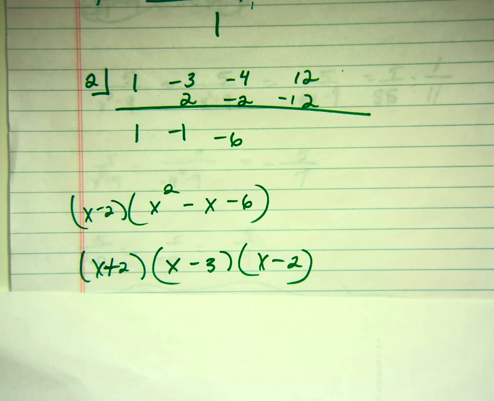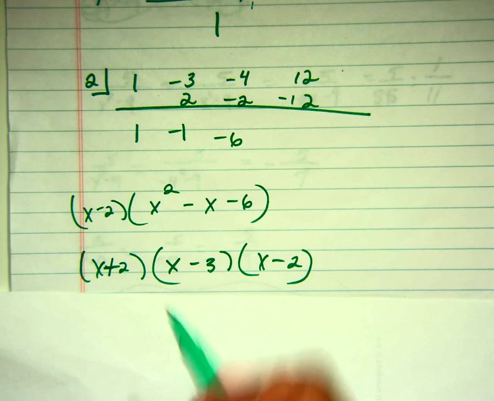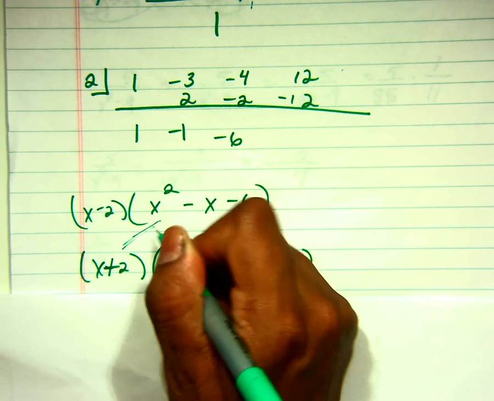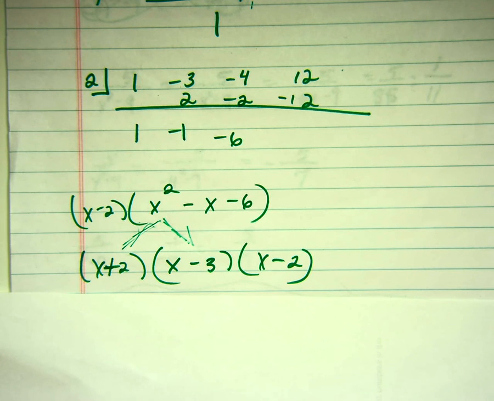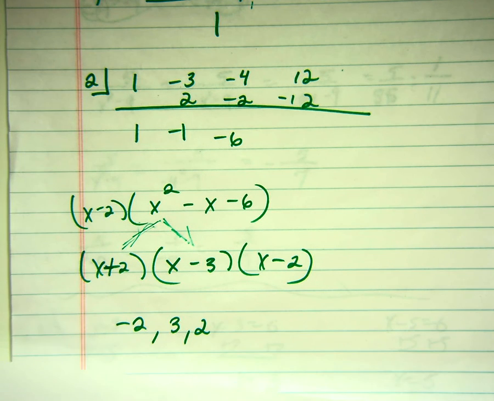So notice we brought this down. You've got 2 as a zero, 3 as a zero, and a positive 2. So when you factored it, this is what you got. So your zeros now are negative 2, 3, and positive 2.